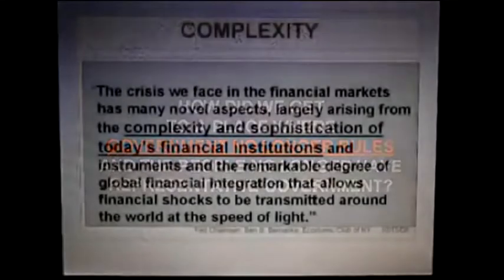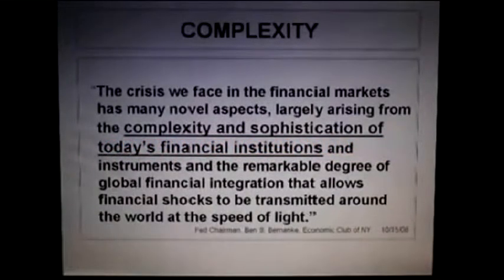Follow me. First, complexity. The credit crises we face in the financial markets has many novel effects, largely arising from the complexity and sophistication of today's financial institutions and instruments and the remarkable degree of global financial integration that allows financial shocks to be transmitted around the world at the speed of light. That was Ben Bernanke, October 15th, 2008.